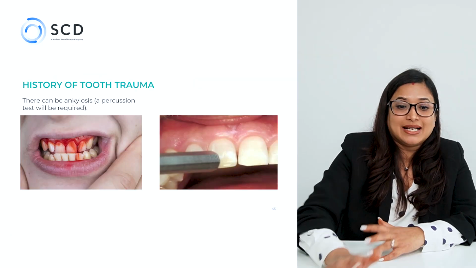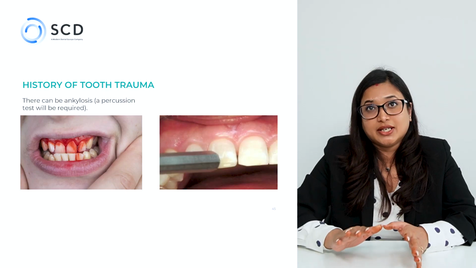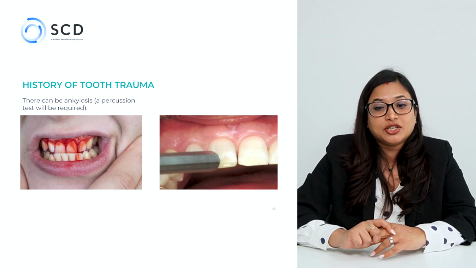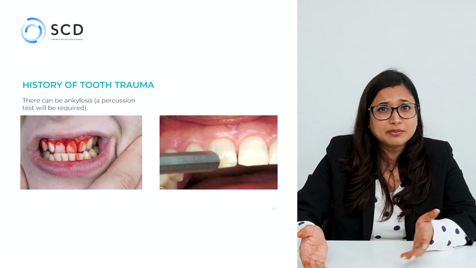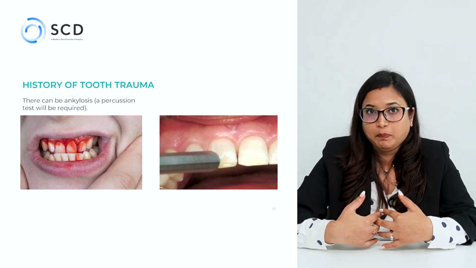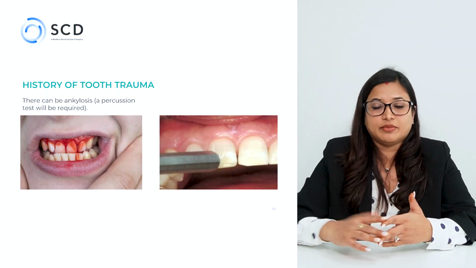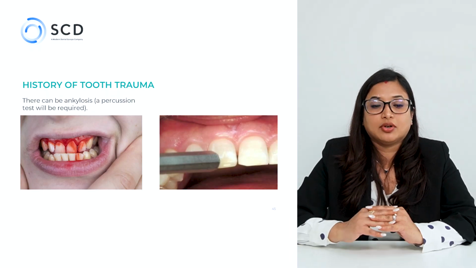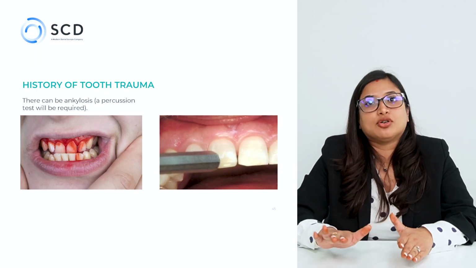Of course, if the patient has a history of tooth trauma, again, to highlight this, history taking is very important. If the patient has had any kind of tooth trauma or a fall, sometimes they forget, but we need to ask them. If they had any ankylosis, of course, we have to do a percussion test before we start any treatment, which is a usual protocol. But again, make sure that we have taken the history of any trauma for the patient.